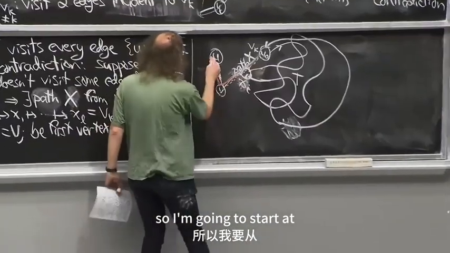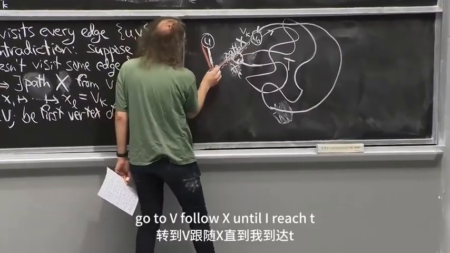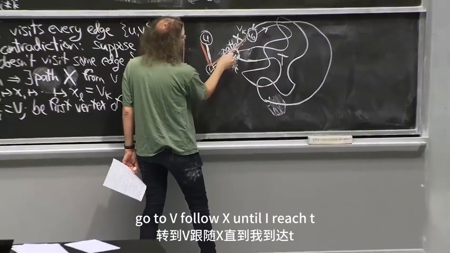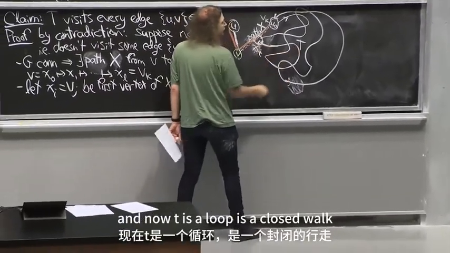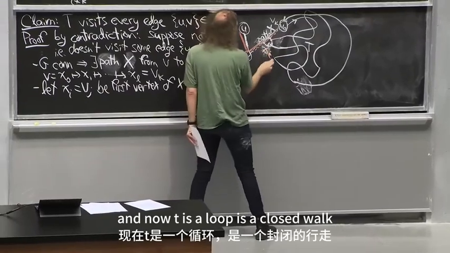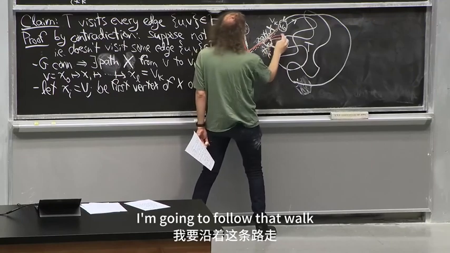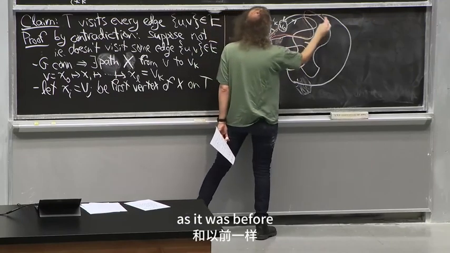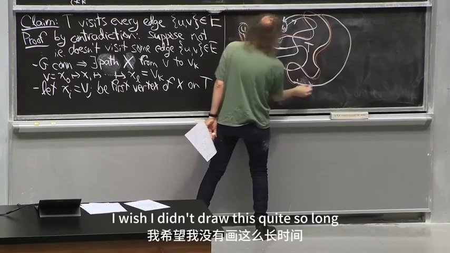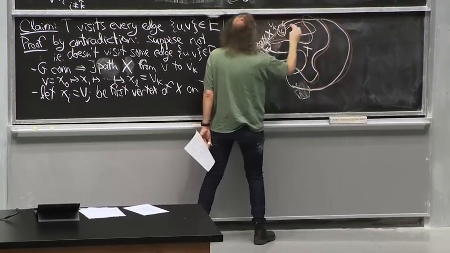And that's going to be my path. So I'm going to start at u, go to v, follow x until I reach t. And now t is a loop, is a closed walk. And I'm going to follow that walk as it was before. I wish I didn't draw this quite so long.